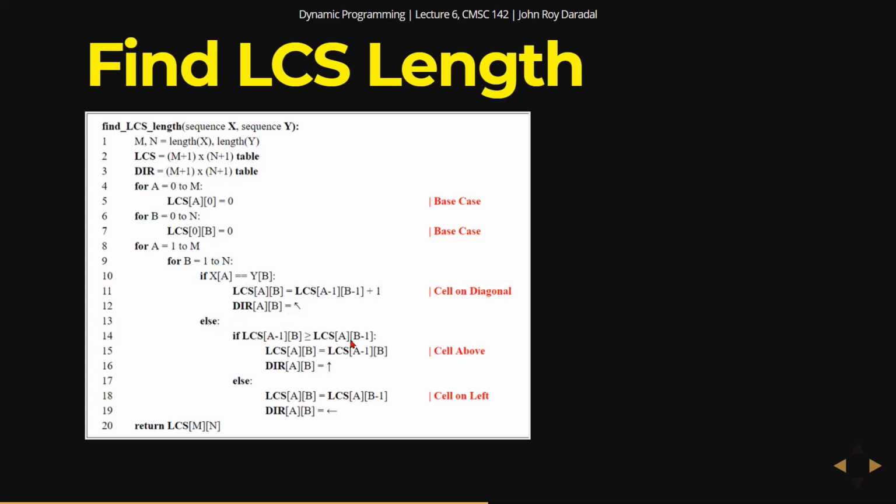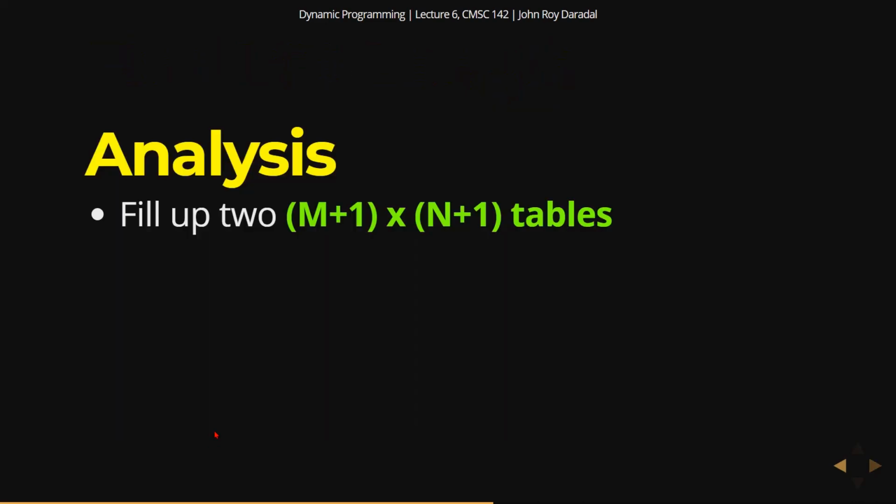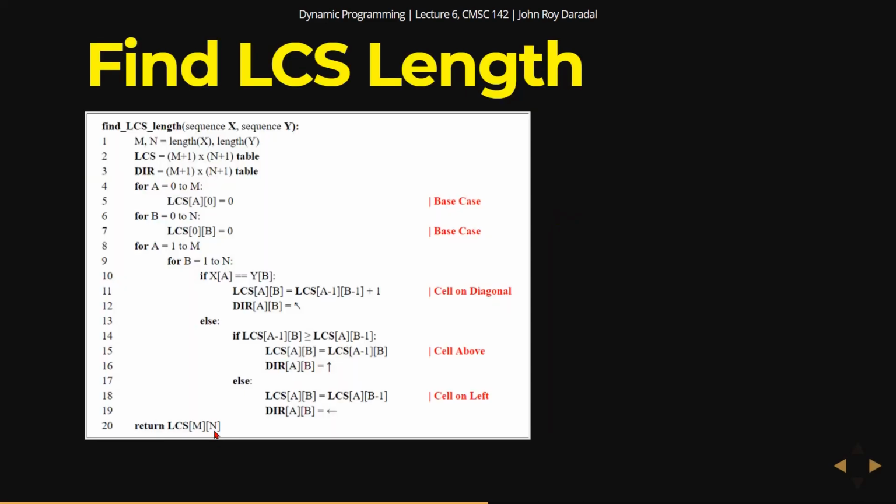Otherwise, if they're not equal, we need to check which one is bigger. Is it the cell above or the one on the left? And that's what we'll copy. So either up or left, depending on which one is bigger. Okay, and then after we've gone through the table, we will just return LCS MN, or the bottom right corner. Okay, the bottom right value. But again, this is only for the length of the LCS. Okay, if we need to get the actual subsequence itself, the longest common subsequence, that will come later. Okay, there's another separate procedure for that one.